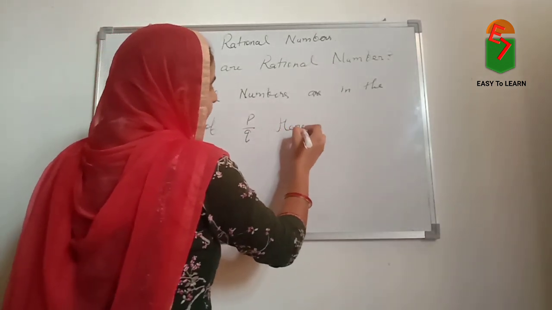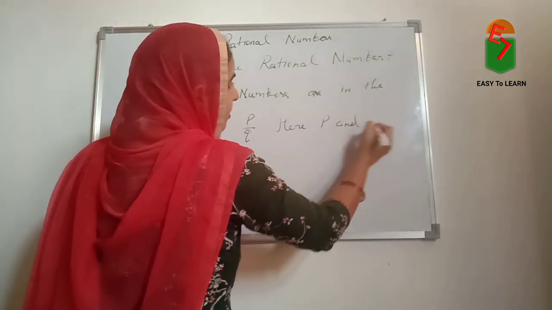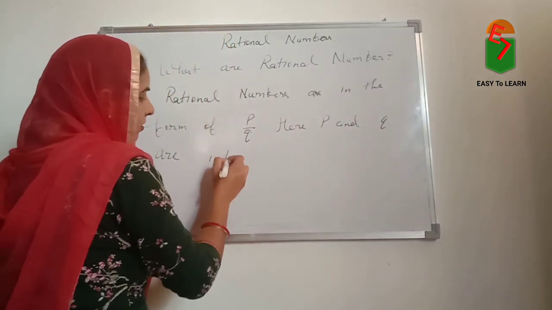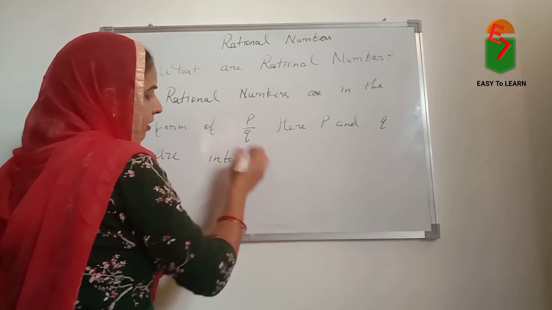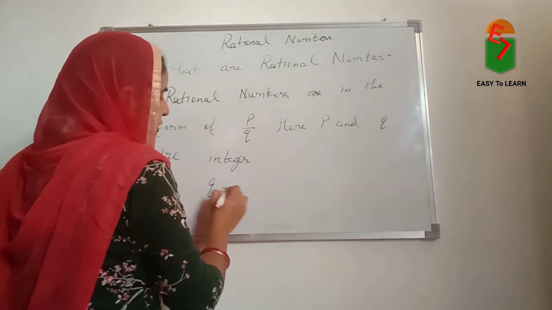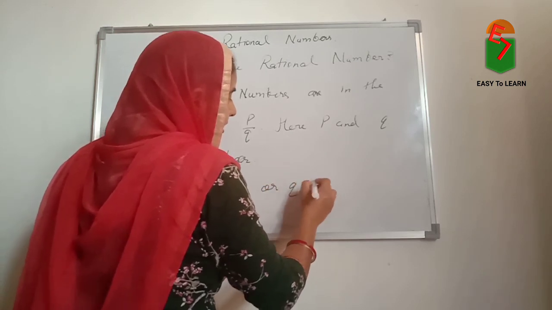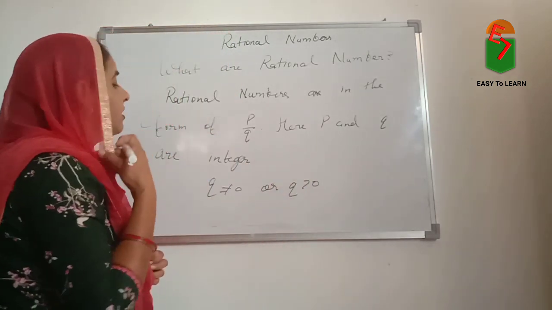Here p and q are integers, and q is not equal to 0, or q is greater than 0.